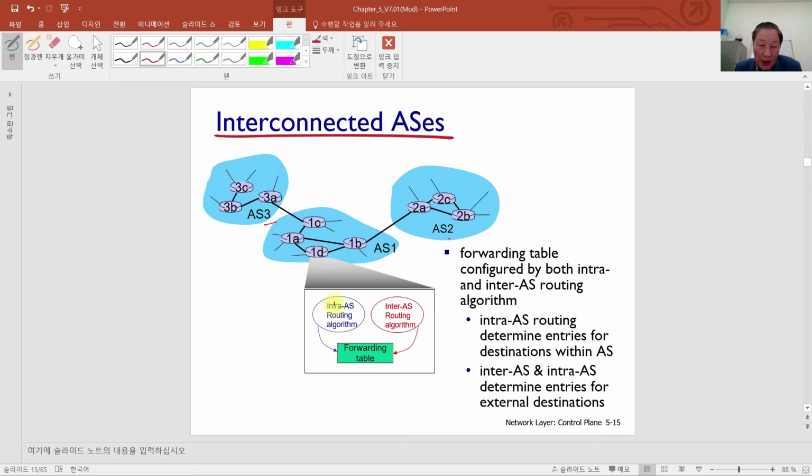This one is updating this forwarding table using this intra-AS routing algorithm, the internal routing algorithm, as we learned, and this one is also using the inter-AS routing algorithm. Both of them will be used to update that forwarding table. This forwarding table is configured by both intra and inter-AS routing algorithms.